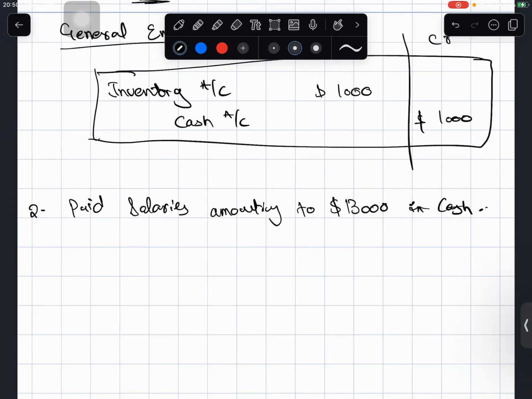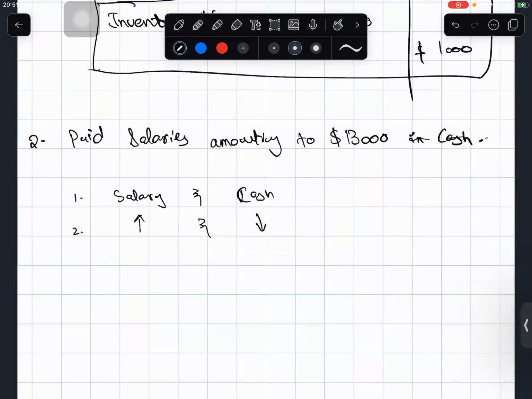The first step was you need to identify what accounts are being affected. What do you think is happening here? Salaries account and cash account. Perfect. The second thing is you need to tell me what is increasing and what is decreasing. Salaries are increasing and cash is decreasing. Perfect. Now you need to tell me what sort of account these are. Salary account and cash account. Salaries expense. And cash? Asset.